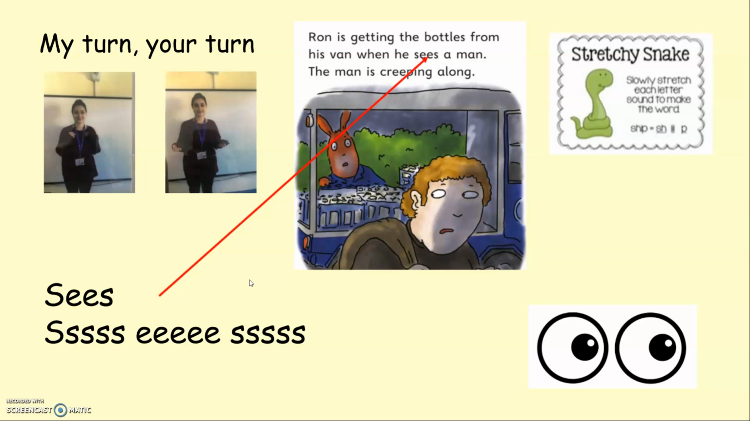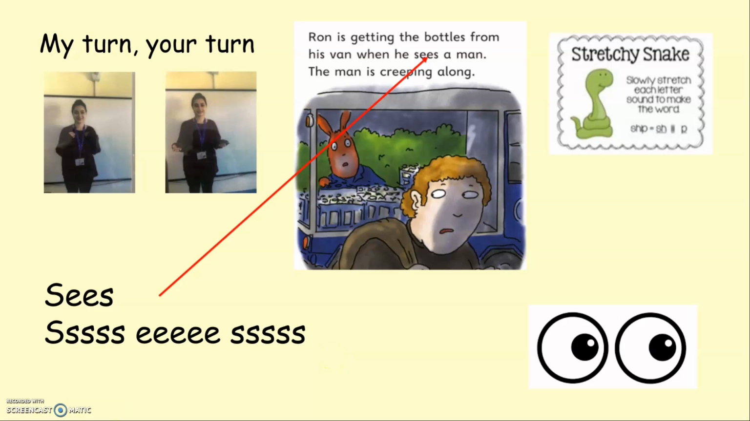And the last one, stretchy snake's going to help us. So Miss Megan's turn, then your turn. Ease. I'm going to try that again. Ease. Let's say it all together. You ready? 1, 2, 3. Ease. Can we put it together?